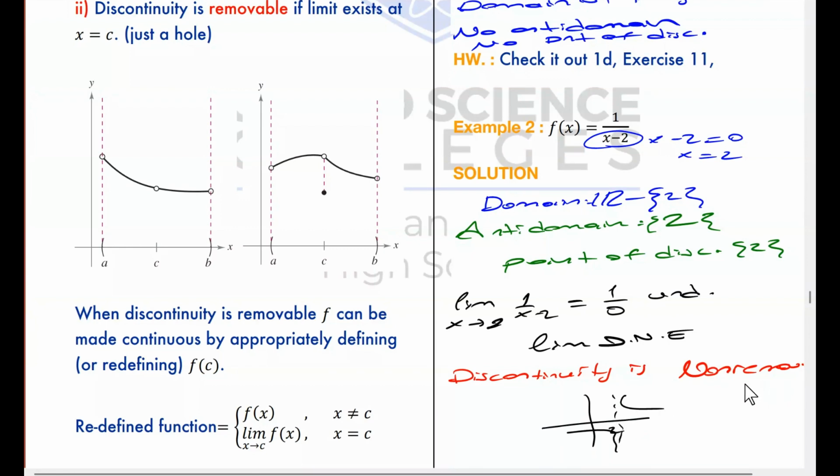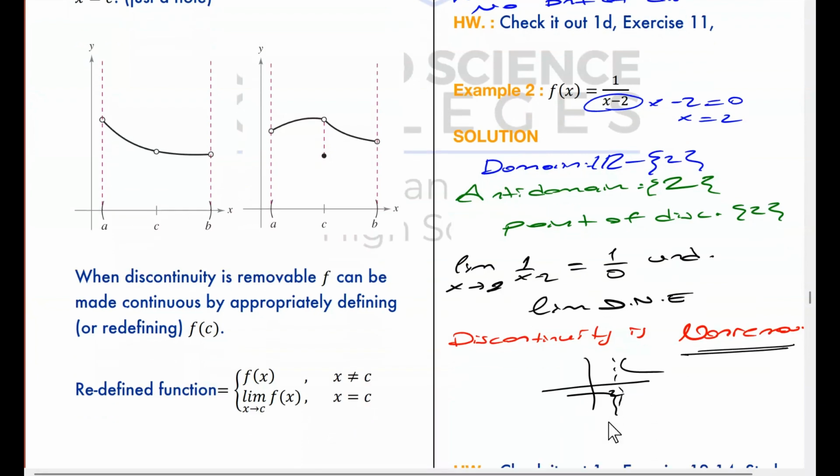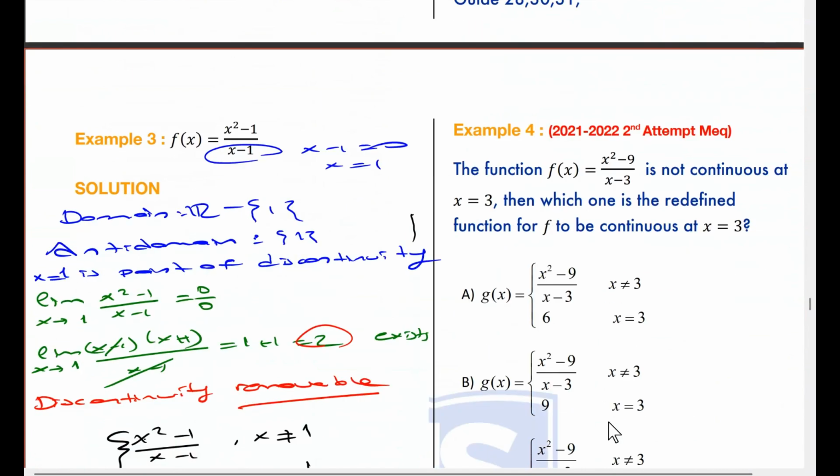Okay, so it is non-removable because the limit does not exist. In other words, there is a break. We cannot bring those pieces together to make them connected to each other, to make this continuous. We can never do that. Okay, let's move on.